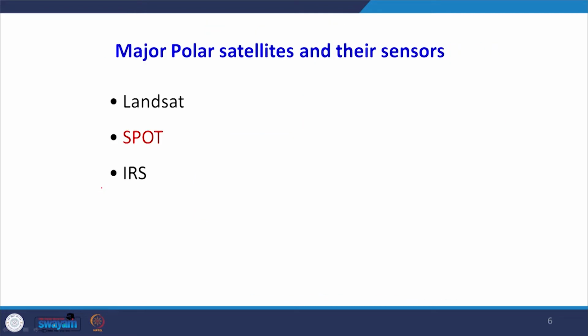They are at different scales, with different area coverage, and different levels of information are available from these images. Now, if we talk about the major polar satellites and their sensors, the very popular old satellites which are continuing into series also are Landsat, SPOT and IRS. We will discuss in this lecture some characteristics of these satellites, whose data have been used worldwide for a large number of applications.